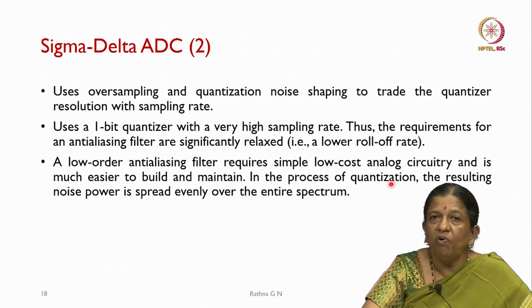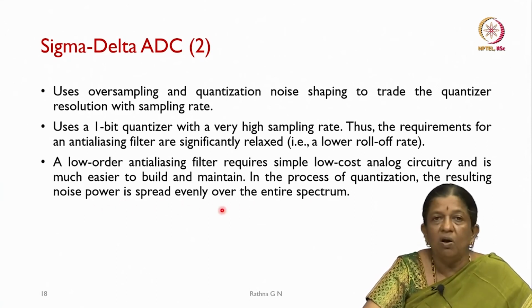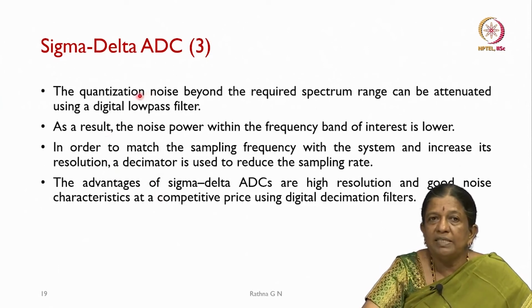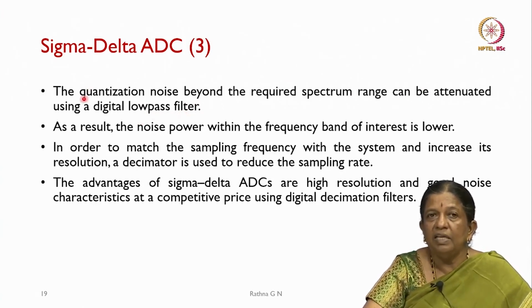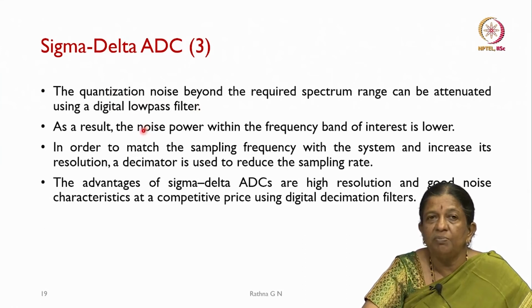So, in the process of quantization, the resulting noise power is going to be spread evenly over the entire spectrum, because we have sampled at high speed. So, the noise is going to be distributed over the whole spectrum. That is what it says: the quantization noise beyond the required spectrum range can be attenuated using a digital low pass filter. So, we are relaxing on the analog low pass filter, and then we can use the digital low pass filter to remove the noise from the component that is present in the input signal. As a result, the noise power within the frequency band of interest is going to be lower, because it is distributed over the entire spectrum.